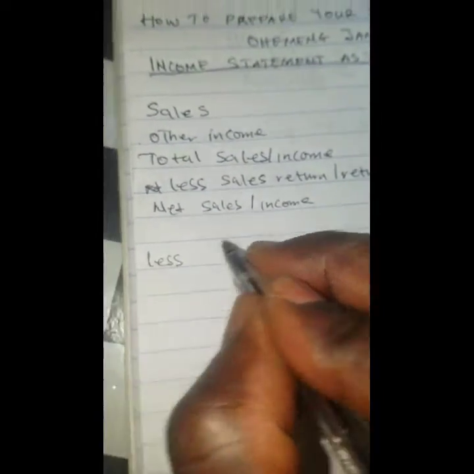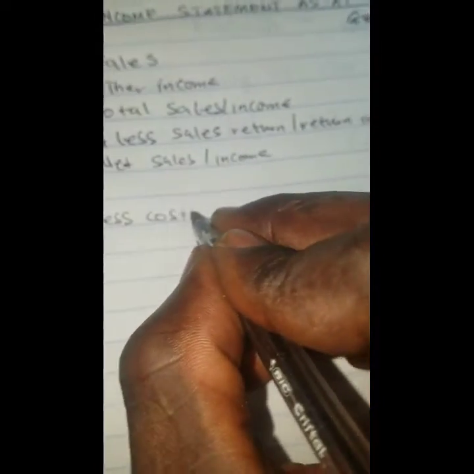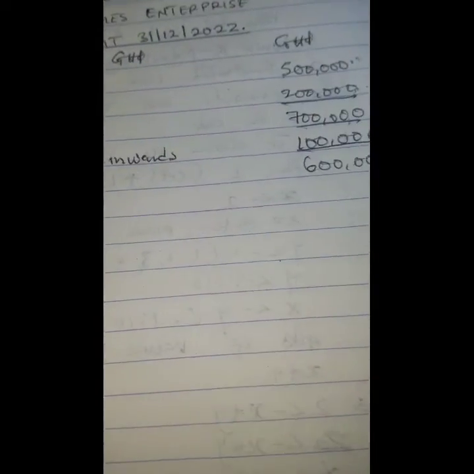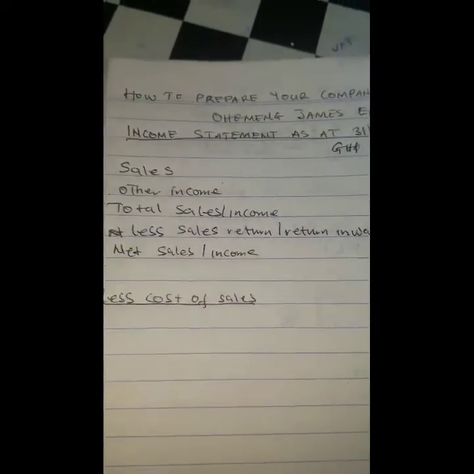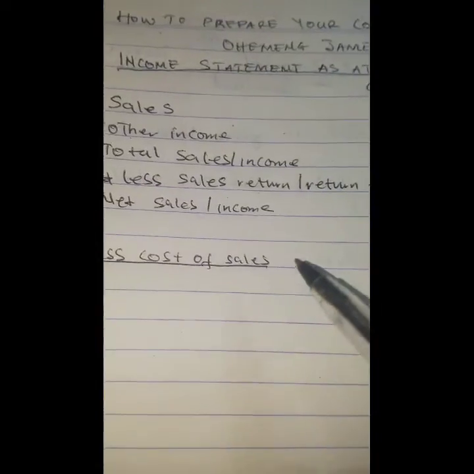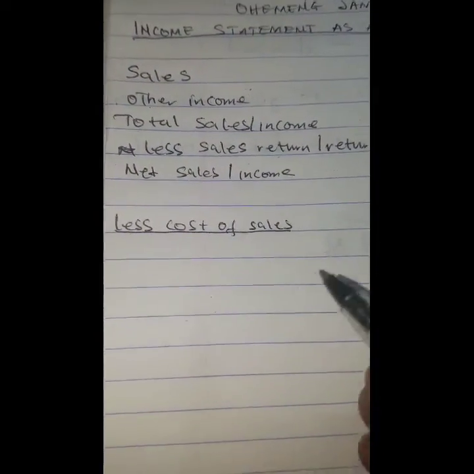Good. The next thing to do is you less your cost of sales. Before you were able to make these sales, there were some components that sum together to help you make them. The sales were not just created, maybe you create one or two things before you arrive at this figure. Those costs that you incur before you get these sales are called the cost of sales.